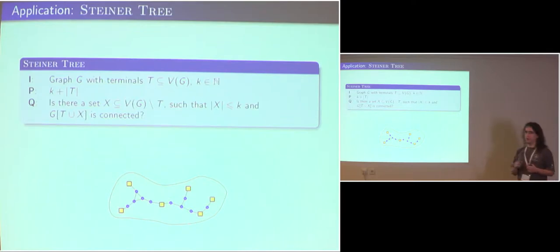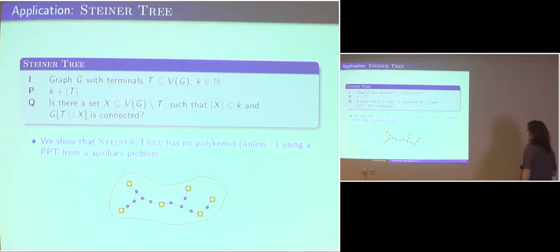The parameter I will be concerned about will be the budget, so the number of vertices I can buy, plus the number of terminals. So the total size of the tree, the subgraph that I get at the end. Good. So we now show that Steiner tree with this parameterization doesn't have a polynomial kernel unless bad stuff happens. From now on, I will just replace it with 3 dots.